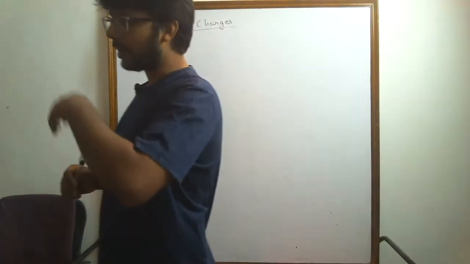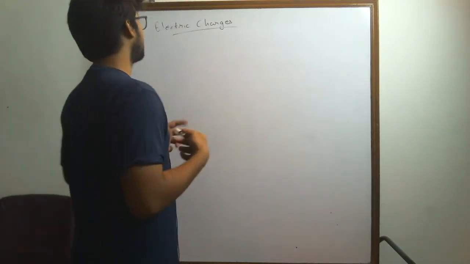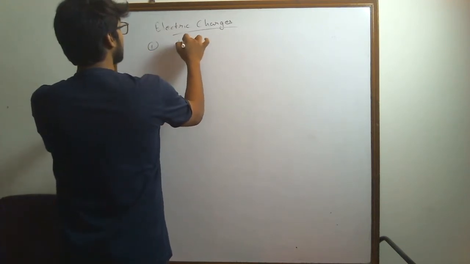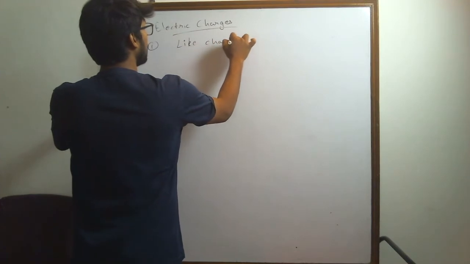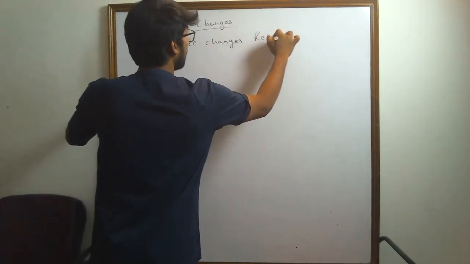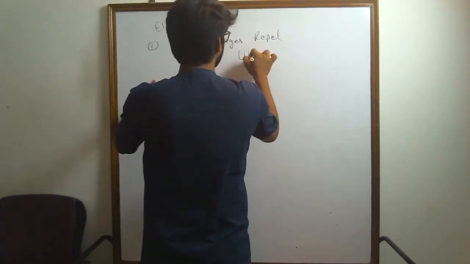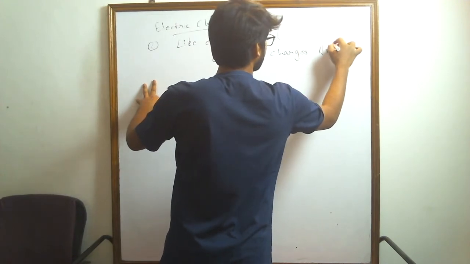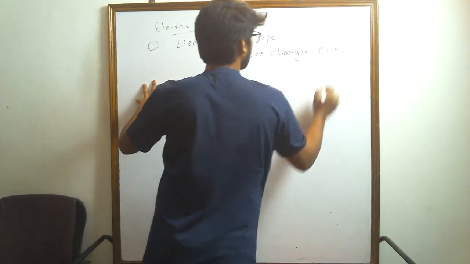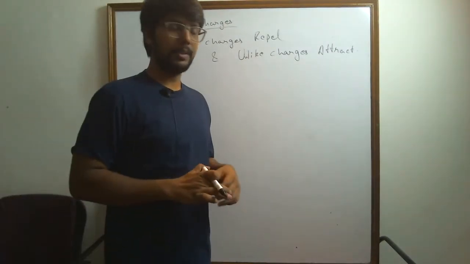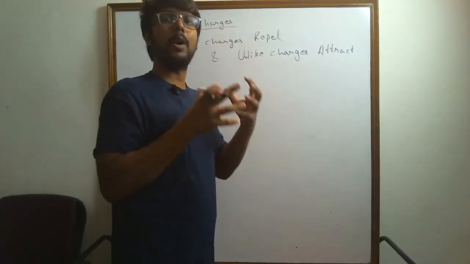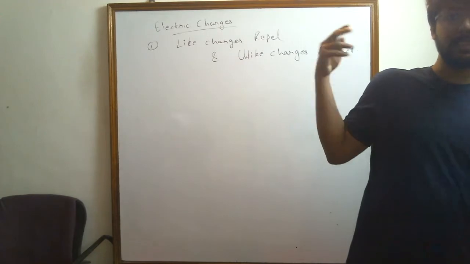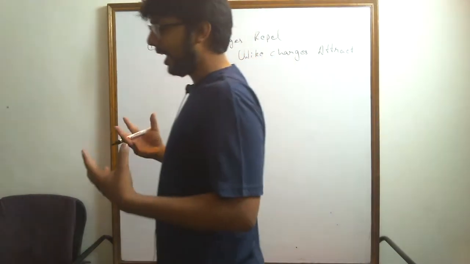Now second, what are the properties of these charges? So the first thing is, of course, like charges repel, and unlike charges attract. This is the basic stuff, right? Again, these are all from observations. We do not know the reason of these occurrences. What we know is that they happen.